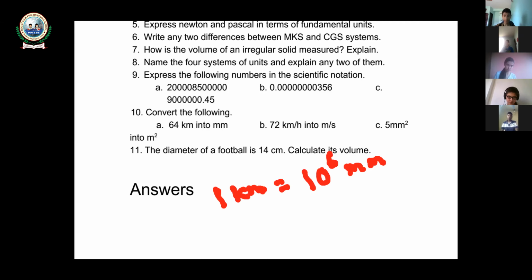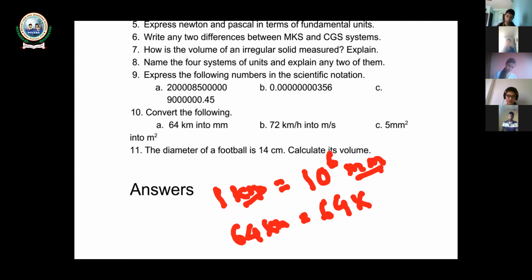Then we have 64 kilometer. To convert kilometer into millimeter means converting bigger into smaller, so we multiply. So we have 64 into 10 power 6. And finally, if we want to increase the power, we can keep the decimal just in front of 4. Then we have the final answer 6.4 into 10 power 7.